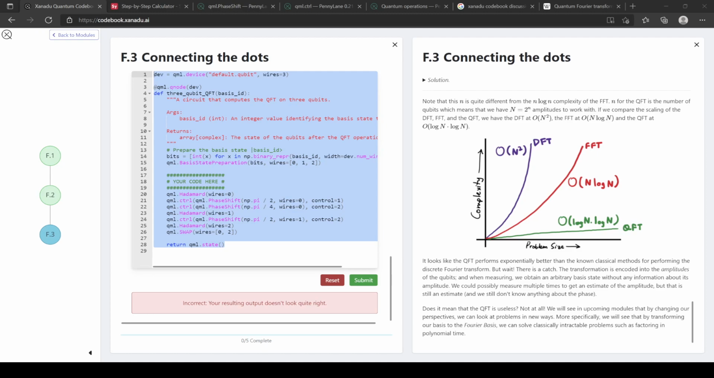Import PennyLane as qml. All right, then I will do, okay, I'm just comparing it because I know there's a built-in Fourier transform in PennyLane, so I'm just going to check qml.QFT is what I think it is. Check. The qubit QFT.